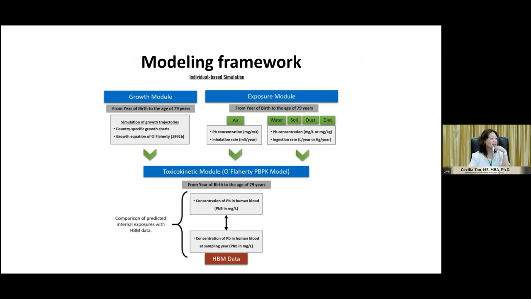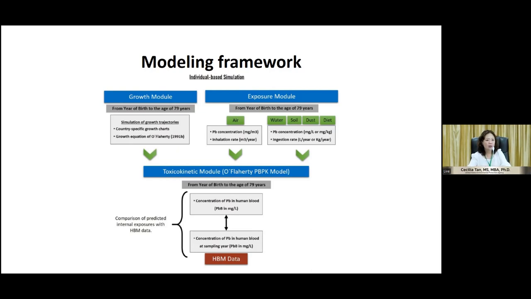First of all, they have a growth module, so they can simulate growth from children to adult, with body weight changing for different countries. They have data from birth to 70 years old. They also have an exposure module or model to predict lead concentration in the air, water, soil, dust, and diet, so predictions of what their lead in the environment is.